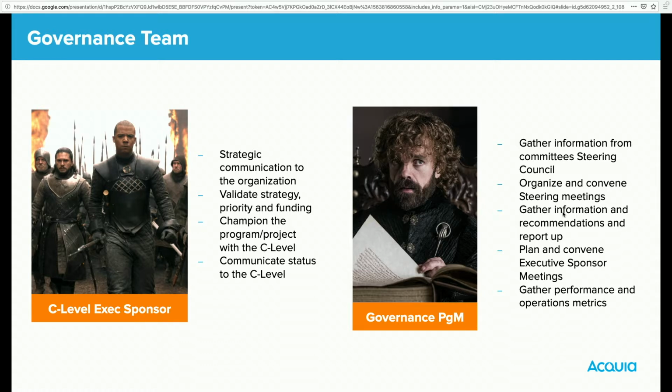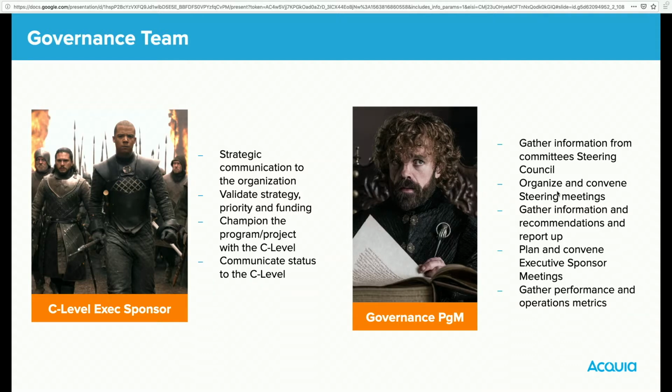So your C-level executive sponsor for your project. So this might be someone who basically their job is to communicate the status of the project to the C-level. So they help with the strategic communication across the organization. They validate the strategy, the priority, the funding, and then they champion the project and program with the actual C-level executive. So I was kind of arguing that maybe this could be Grey Worm. It could maybe be Jon Snow in their different relationships with Dany when she was in her queen status. So they were both communicating up to her and trying to push their vision on her and communicating how things were going with their different spins on it.